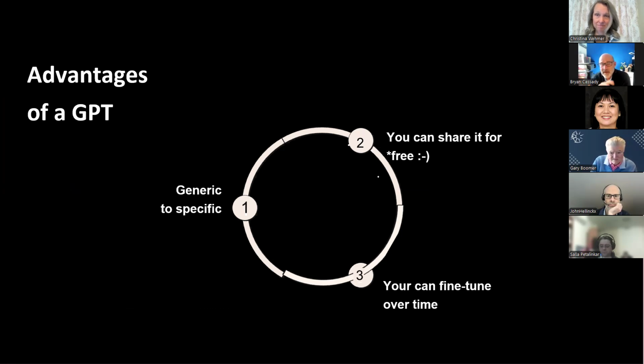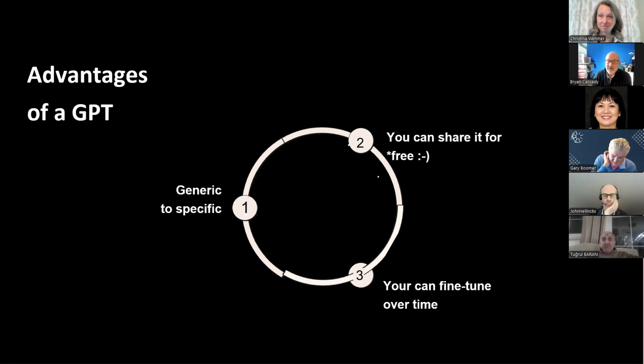So the advantage of a GPT like this is you go from generic replies to specific replies. If you take the general information that you have, and I had this visual before talking about how a GPT is put together, you have instructions, information, and insights that you want to put together. If you make it on ChatGPT, you can share it for later.